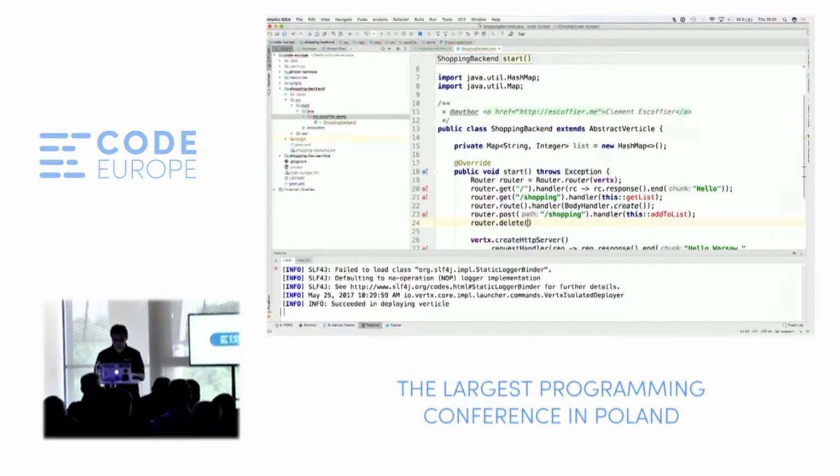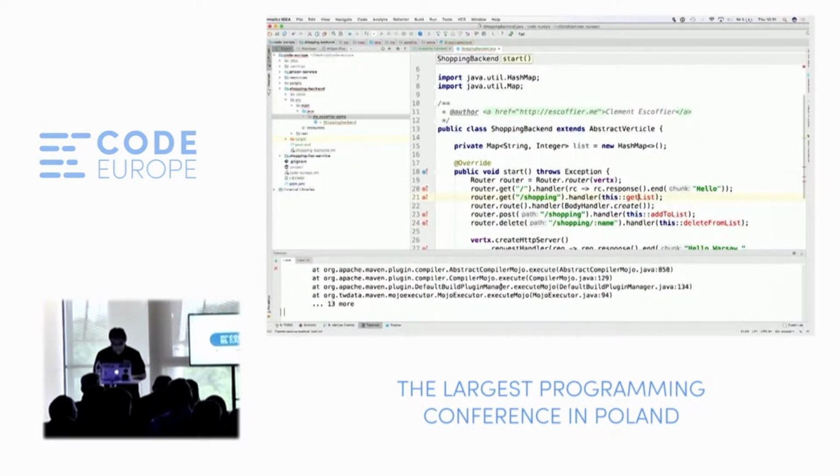So when I do a delete on /shopping/ the name of my product, I want to do delete from list. So now it's time to implement all those things. Oh, don't worry about that. Yeah, my code does not compile. He's absolutely right. It doesn't compile yet.